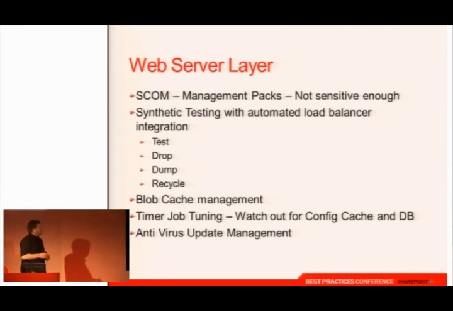So at the web server layer, we have SCOM, the SCOM management pack system. Everybody knows what SCOM is. We find it's not sensitive enough. It's too slow. We get an alert five minutes after the system's gone down, and we're usually already in breach of SLA. That gives us problems.